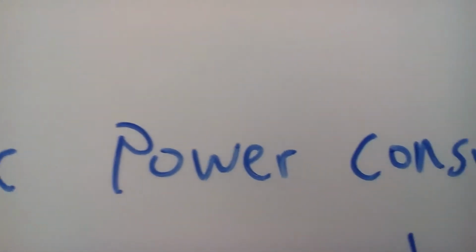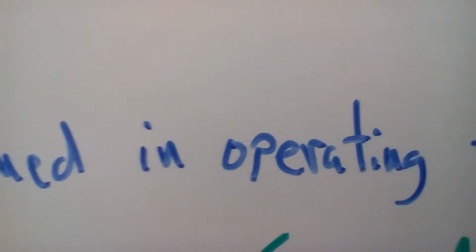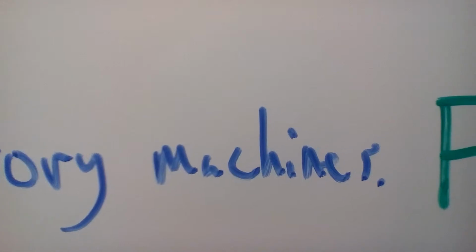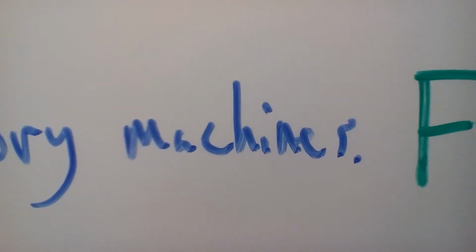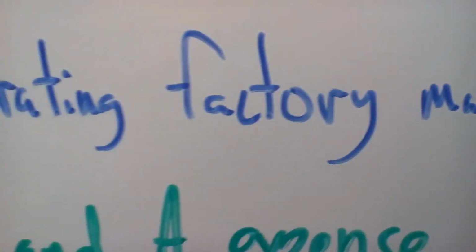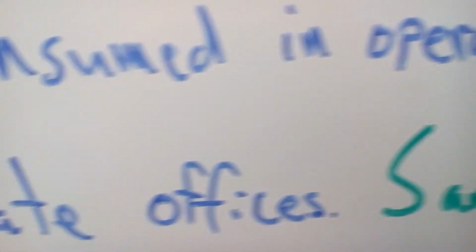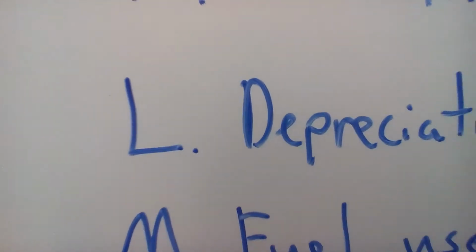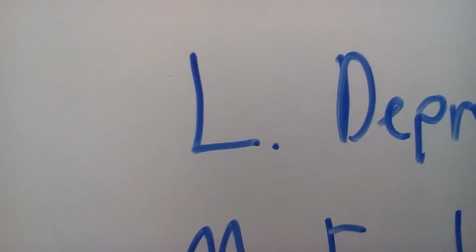Okay, K, electric power consumed in operating factory machines. You might think, what could this be? If you guessed factory overhead, you're right, because you can't actually trace how much power each machine uses, so you just throw it into factory overhead and dole it out later.